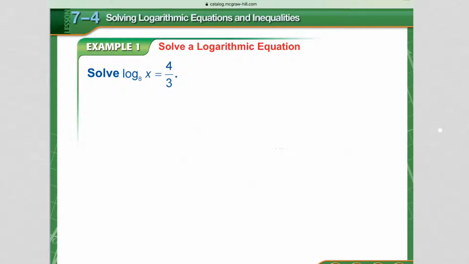Welcome to Solving Logarithmic Equations. We are not going to focus on the inequalities today.